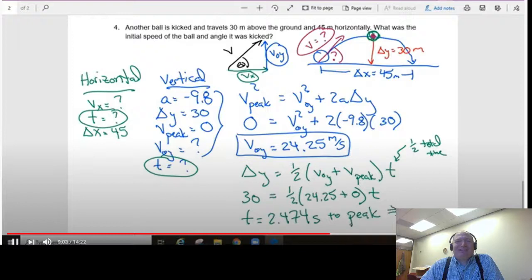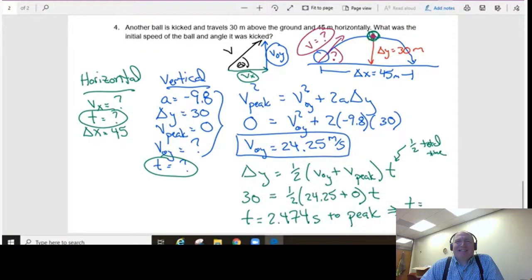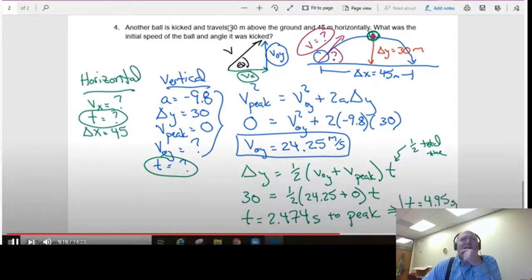And so what is my total time? If I multiply that by 2, my total time is going to be equal to 4.95 seconds. All right, so 5 seconds to go 30 meters. So now I know my time. Oh, this is really high. Okay, now I've got all that figured out.